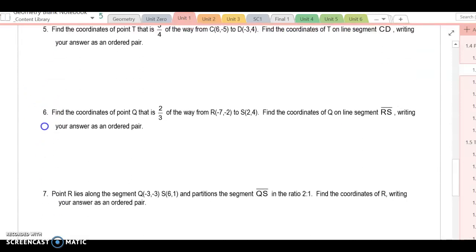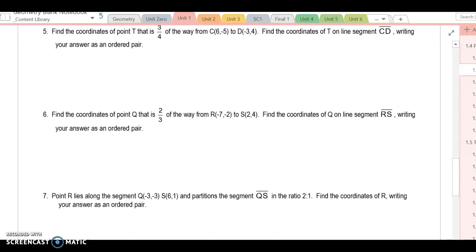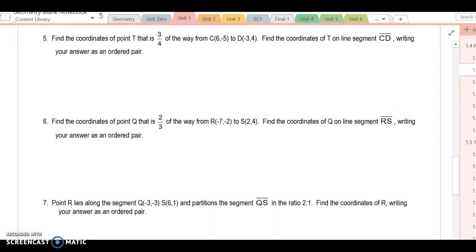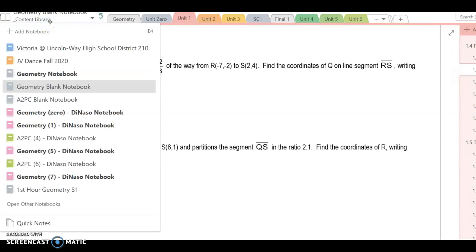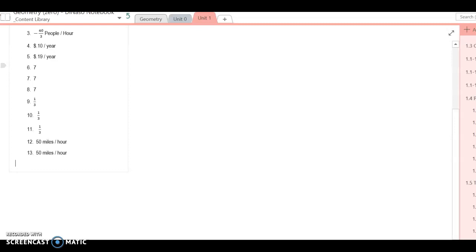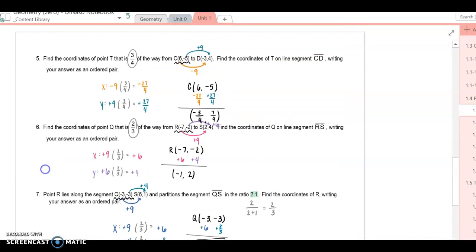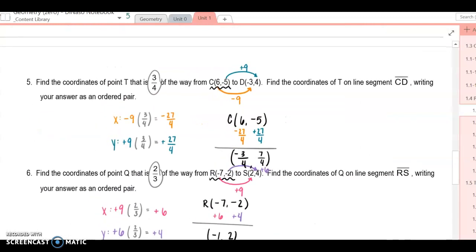The rest of these examples are, again, going through how to find the coordinate partitioned either by a fraction or by a ratio. And we can go ahead and pull up the notes right there for the final part of partitioning. For number 5, we're going 1/4 away so that we count X, count Y, multiply by 3/4, add or subtract that back from letter C, and then we have our new point T.